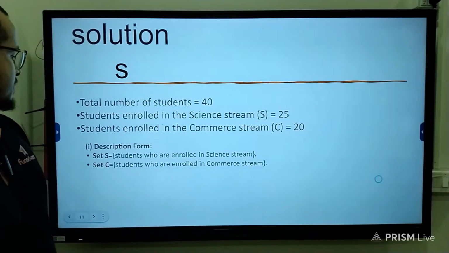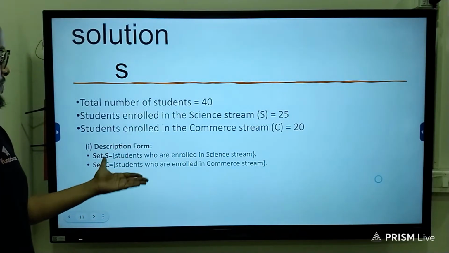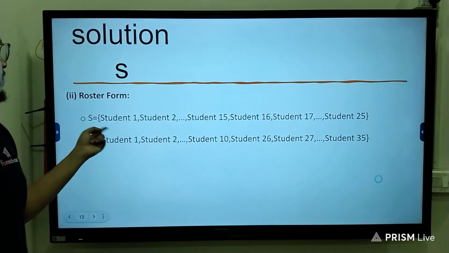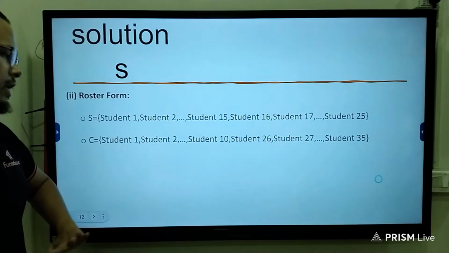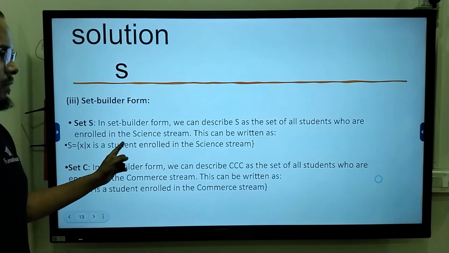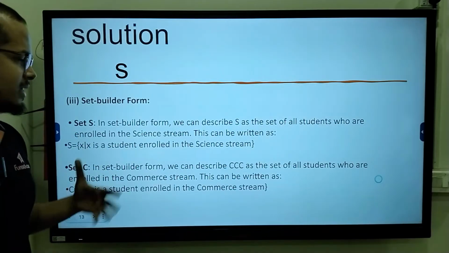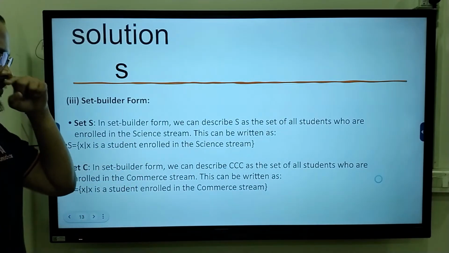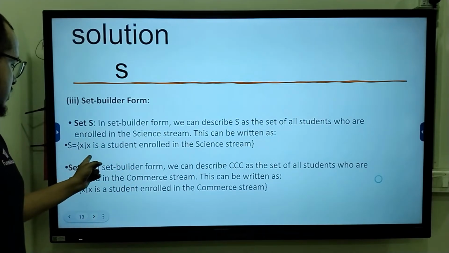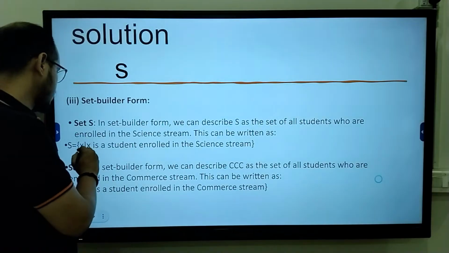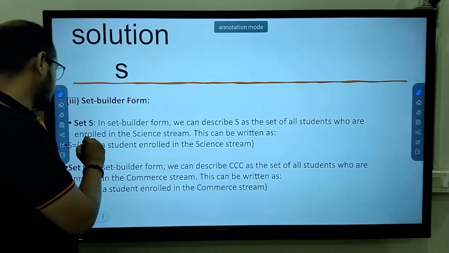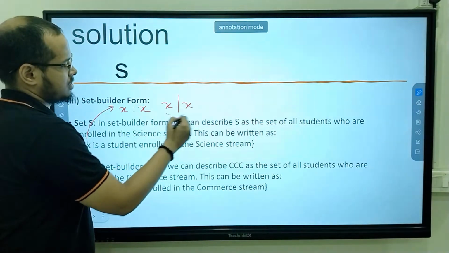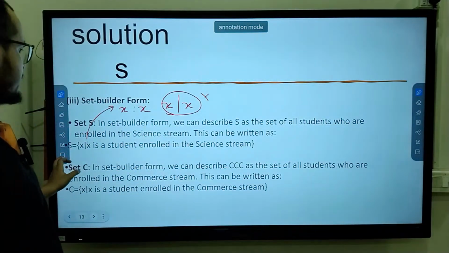Next. See, description form is the same thing. Then comes roster form: we have to name all the students, I've told you, no, in roster form: student 1, student 2, student 3, everyone. Then set builder. For me, this is the most gruesome of all three, where we have to describe everything. So this will not be a slash sign. This will be x such that x, not x dash x. This won't be the case.